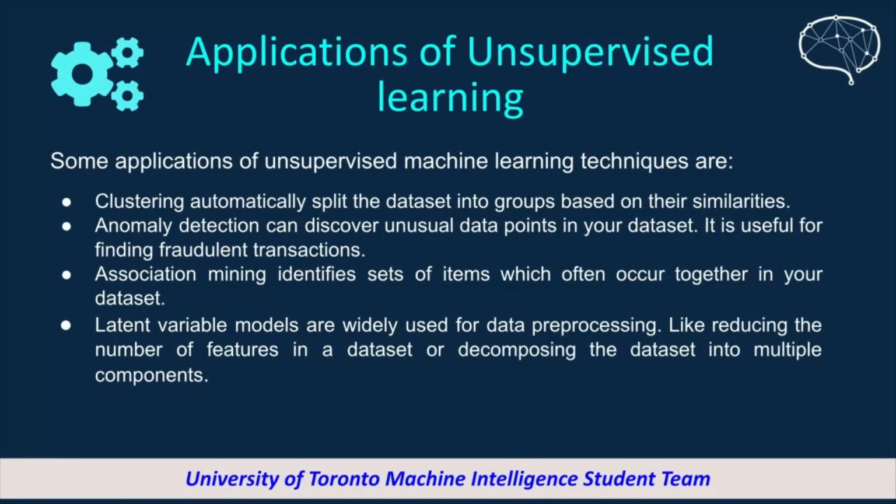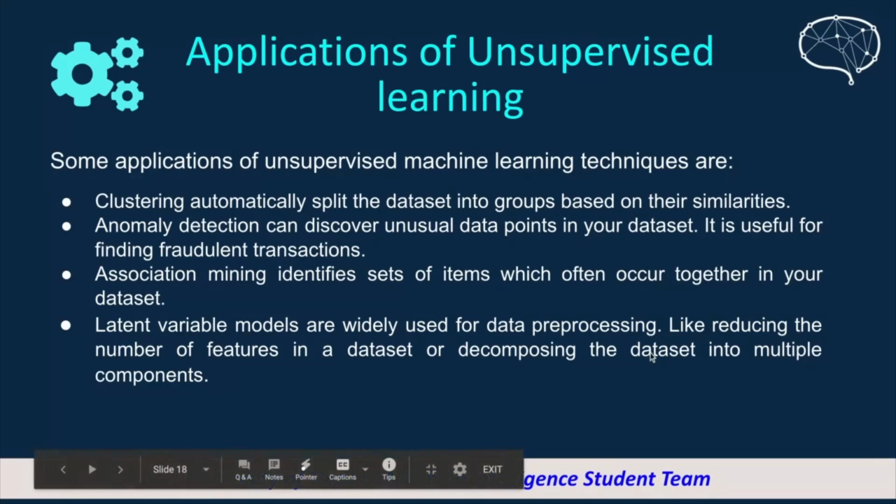So what are the applications of unsupervised learning? Some applications of unsupervised learning techniques are as follows. Clustering automatically splits the dataset into groups based on their similarities. Anomaly detection can discover unusual data points in our dataset, and it is useful for finding fraudulent transactions. Association mining identifies sets of items which often occur together in your dataset. Latent variable models are widely used for data pre-processing, like reducing the number of features in a dataset or decomposing the dataset into multiple components.